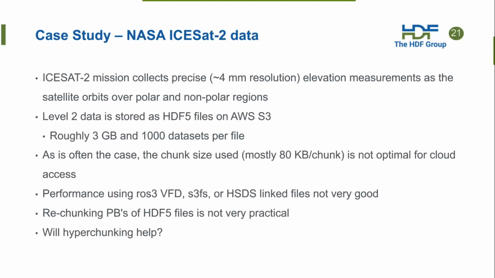So finally, let's see how this works in practice. NASA has a mission called ICESat-2, which collects very detailed height measurements as the satellite orbits Earth. Each ICESat-2 file is about 3 gigabytes with 1,000 datasets per file. And as we see, it has a very small chunk shape, usually 80 kilobytes per chunk. So using this directly with the ROS3 VFD or HSDS does not work very well. Rechunking, since it's petabytes of data, is not practical.